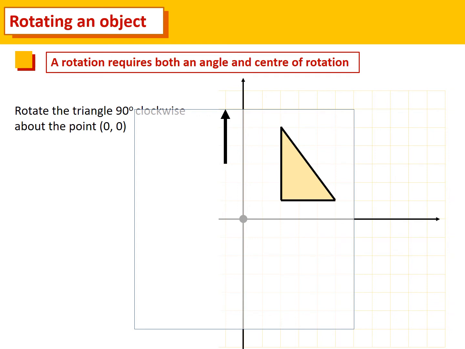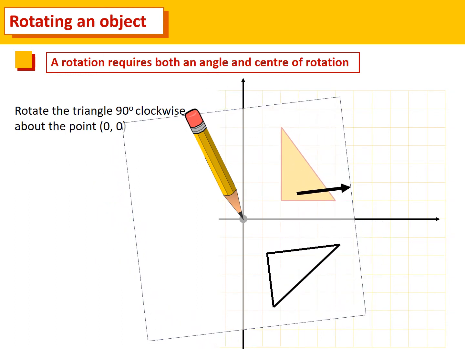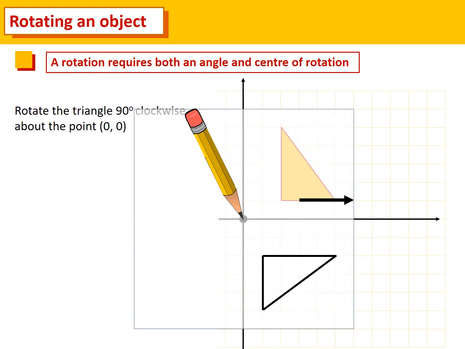Get something sharp like a pencil to hold down on the center of rotation, and now you're ready to rotate that tracing paper. Take your time, don't let the tracing paper slip, but just rotate it 90 degrees and watch that north line until it's facing east. There, the north line is now facing east. That means we must have rotated it through 90 degrees, and we can see where our triangle has ended up.